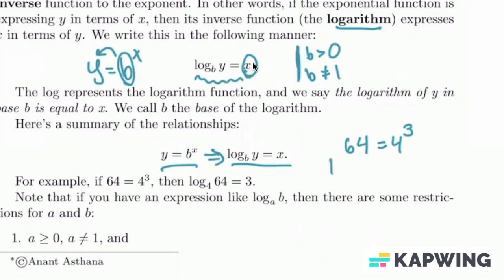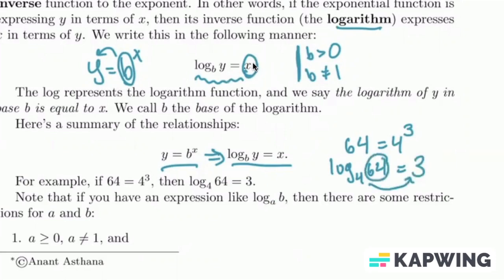So if I say log base 4 of 64, that's just asking, to what power do I have to raise 4 to get a final result of 64? The answer to that question is 3, because you need to raise 4 to the third power in order to get 64.